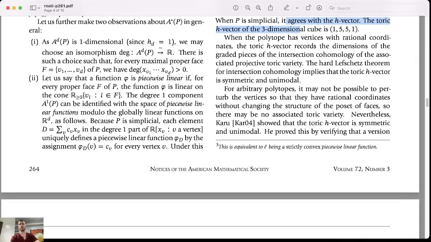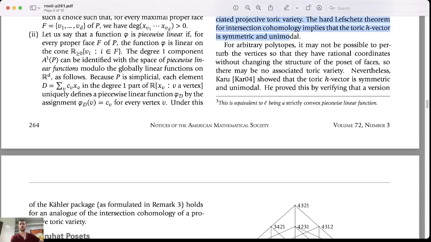When the polytope has vertices with rational coordinates, the toric h-vector records the dimensions of the graded pieces of the intersection cohomology of the associated projective toric variety. The Hard Lefschetz theorem for intersection cohomology implies that the toric h-vector is symmetric and unimodal.